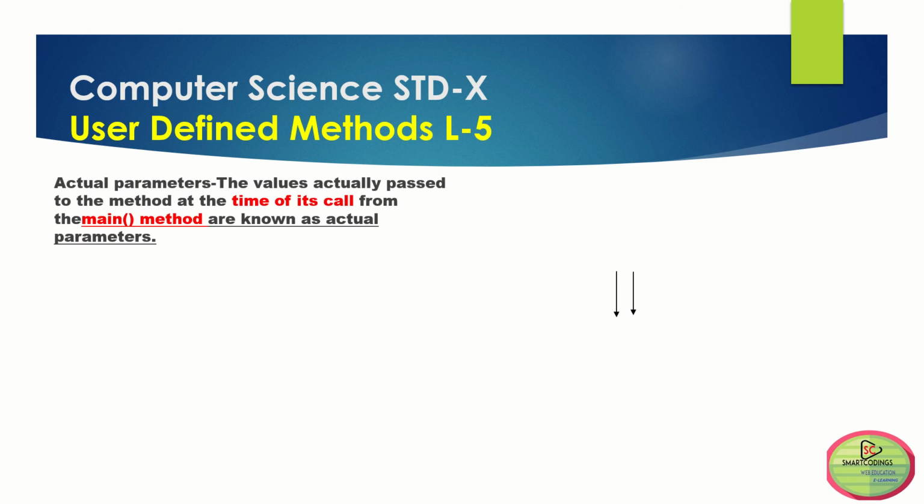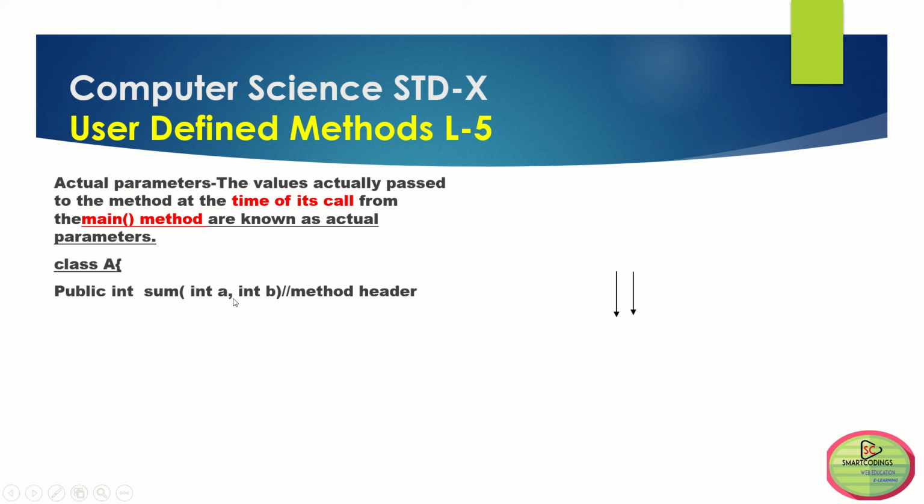Now actual parameters. The values actually passed to the method at the time of its call from the main method are called actual parameters. Suppose there is a class called class A. Now this is the method header, that is int a, comma int b. This is the method header.